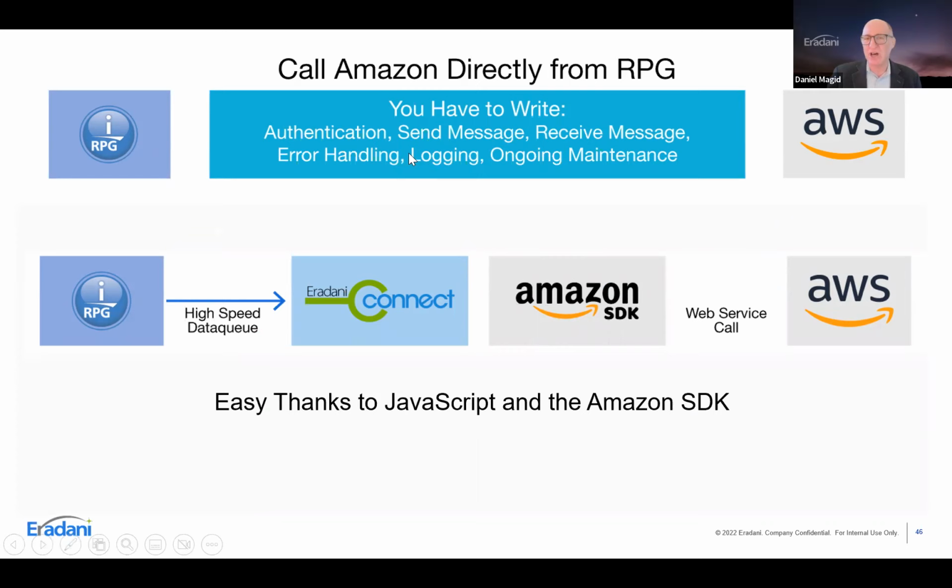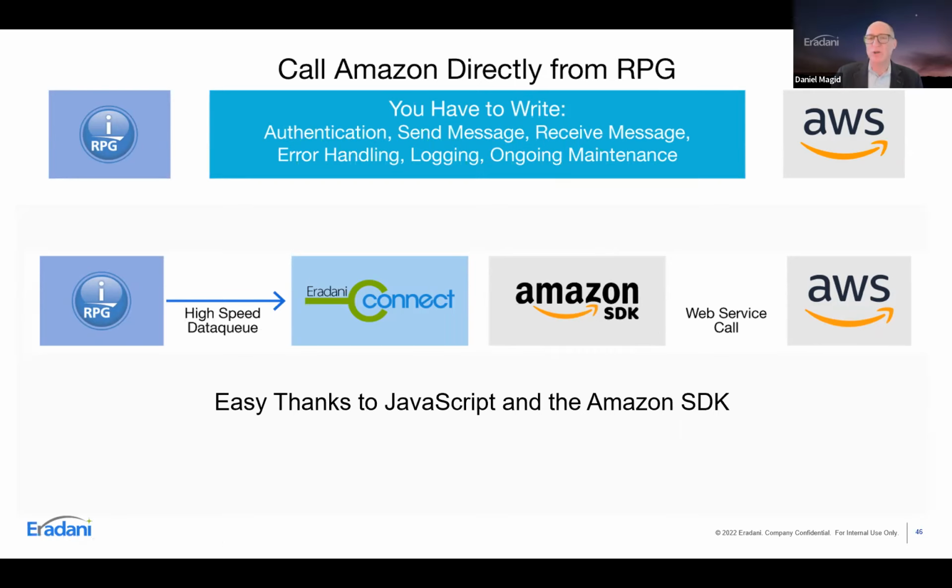So if you call Amazon, for example, directly, you want to call their APIs directly, you actually have to write the authentication code supporting their unique way of doing authentication. You have to create the message serialization, the sending process, the receiving process. You have to create all the error handling. You have to log all the stuff that's going on, and you have to maintain it as they make changes to their API, which they're doing pretty much on a daily basis. If you use their SDK, they have built all of this for you. So the authentication code is built for you.